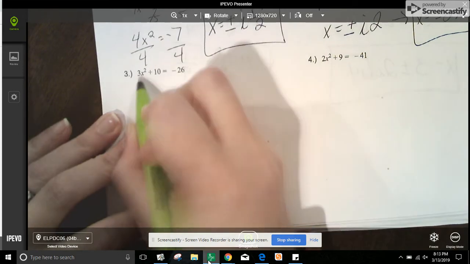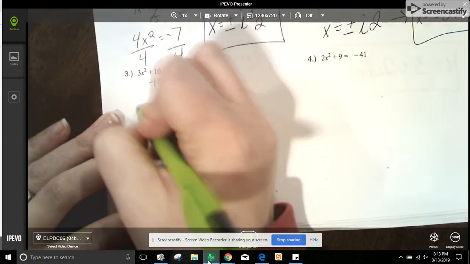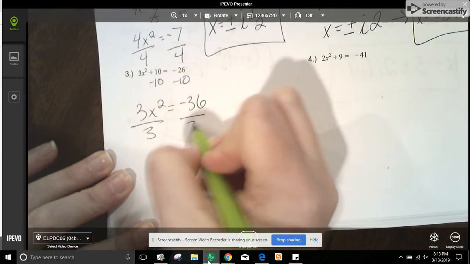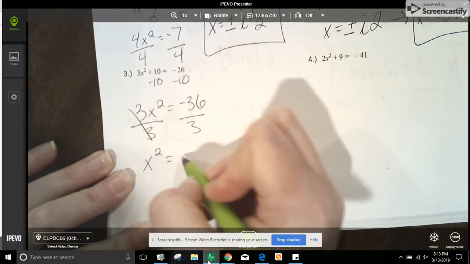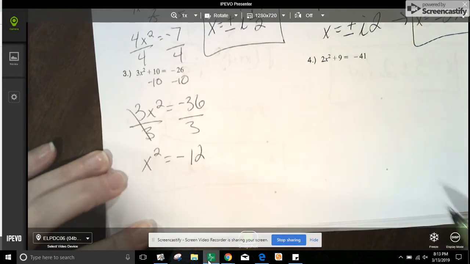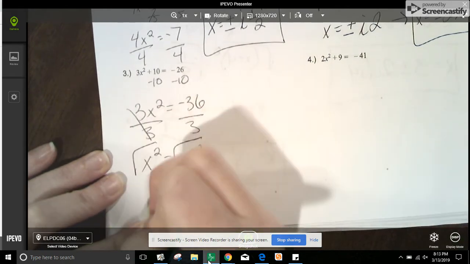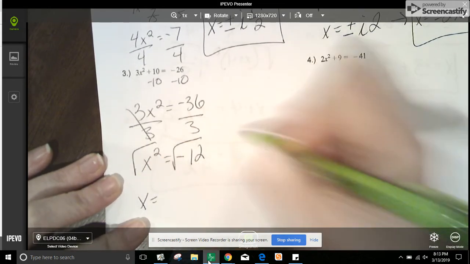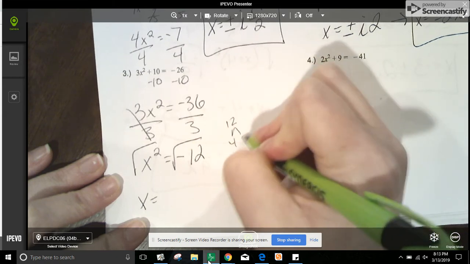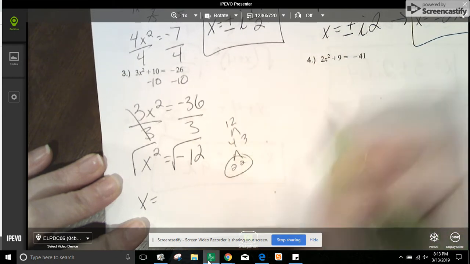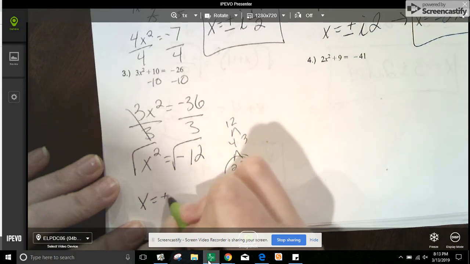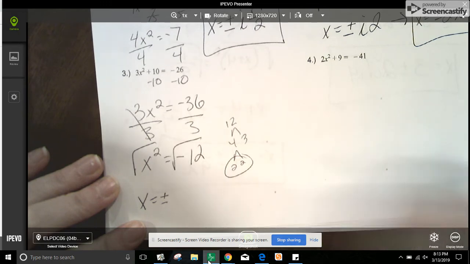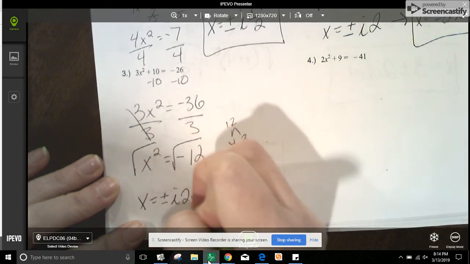So for number 3, get x squared alone. So I subtract 10. Divide by 3. So this would be -12. Square root. Okay. Break down 12 like you normally would. So 12 breaks down to 2 root 3. So plus or minus. And then, like I said, the negative, there's an i. So if you just throw the i out front, that's fine.